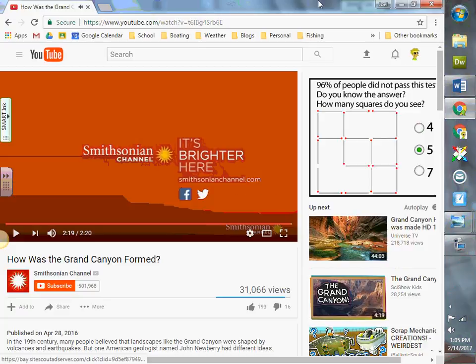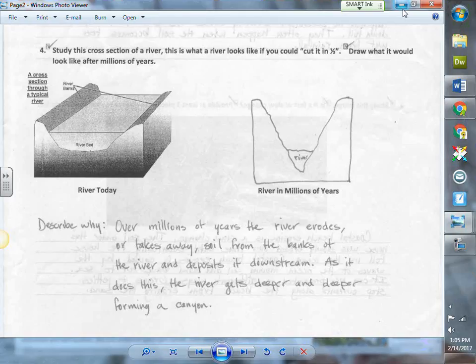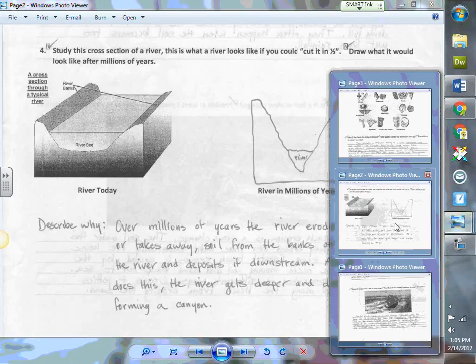Okay, so we can see how the Grand Canyon eventually ended up looking like it did there, because over millions of years the river eroded the sides of the canyon, and the river became deeper and deeper down, forming that really cool Grand Canyon. Okay, last page here, let's talk about these fossils.